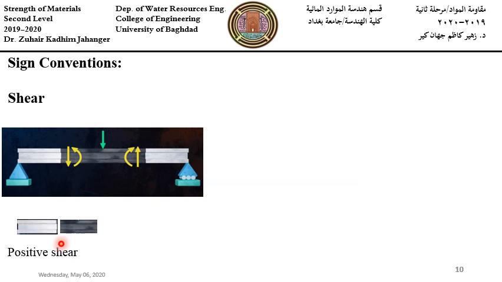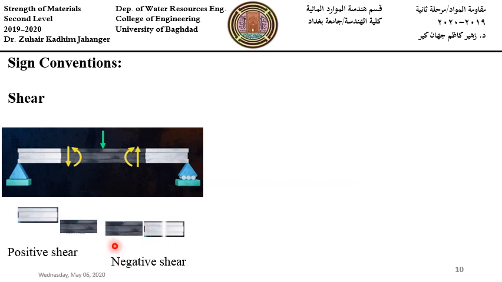A positive shear tends to move the left segment upward with respect to the right, as shown here, and vice versa for negative shear, as shown in this movement. This is the original beam. With this movement, negative shear is generated here.